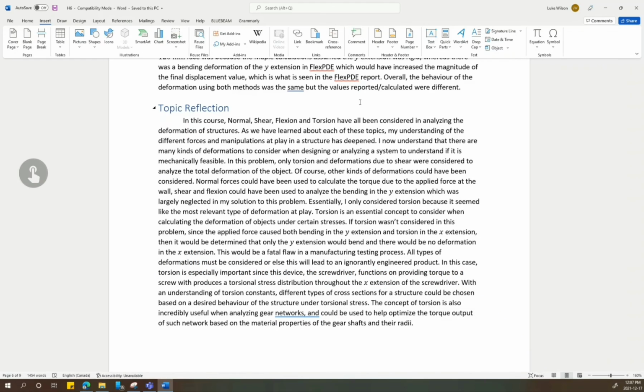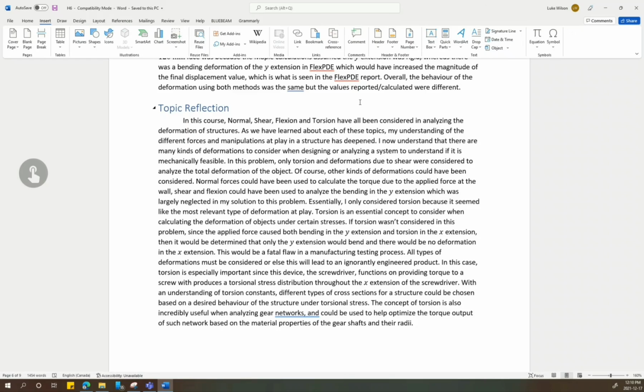So throughout this course, we've learned about different types of deformations that must be considered in analyzing and designing structures. These types of deformations are due to normal forces, shear, flexion, and torsion. So now that I have an understanding of all these kinds of deformations, I can analyze and design systems with a deeper understanding of how they work and how they might fail under certain situations.